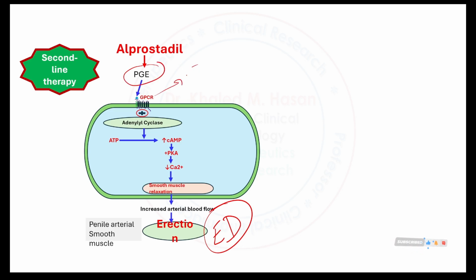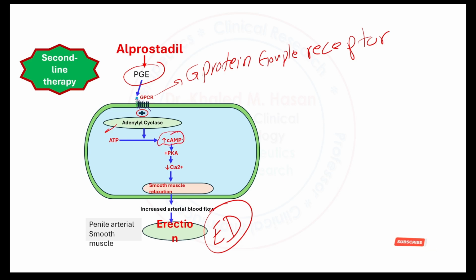Alprostadil is a type of prostaglandin. Prostaglandin works on the GPCR, which stands for G protein coupled receptor. So when Alprostadil activates the G protein, this will activate adenylyl cyclase, which converts ATP to cyclic AMP, activates protein kinase, decreases calcium, causes smooth muscle relaxation, and induces erection by increasing blood flow to the penis.